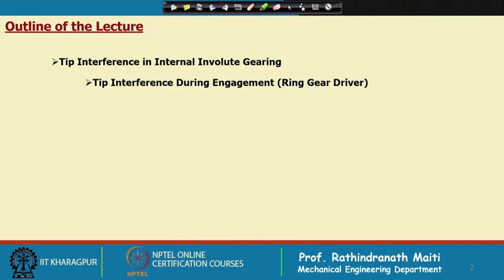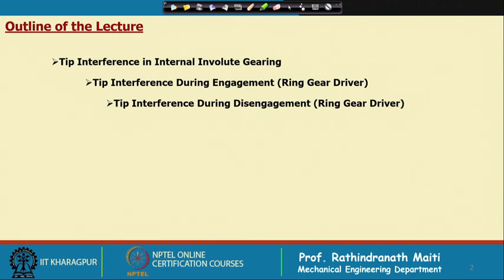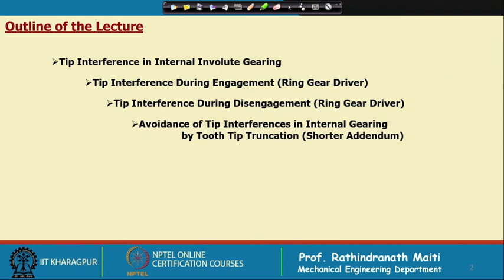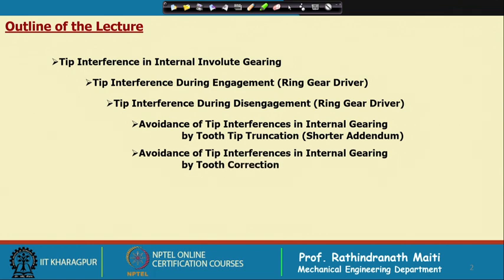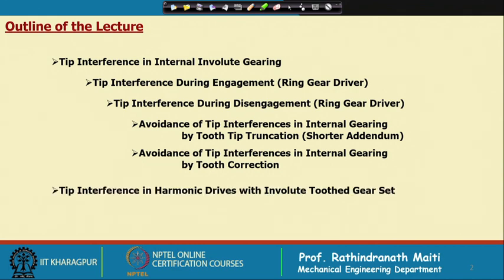In this lecture, first I shall give the definition of tip interference in internal involute gearing, then tip interference during engagement, ring gear is driver, tip interference during disengagement, ring gear is driver, avoidance of tip interference in internal gearing by tooth tip truncation, which is shorter addendum. Avoidance of tip interference in internal gearing by tooth correction. Tip interference in harmonic drives with involute tooth gear set, and finally, the contact ratio verification.